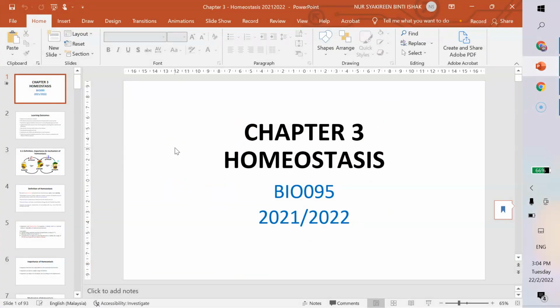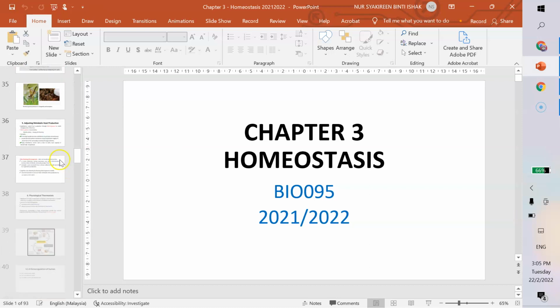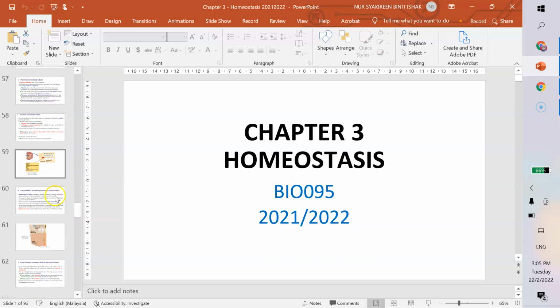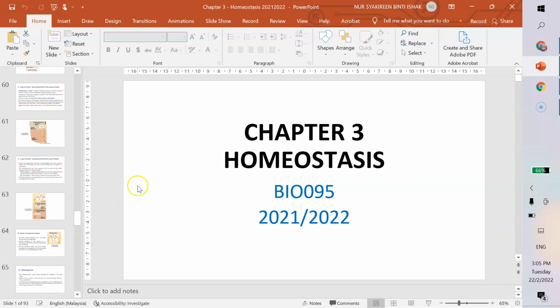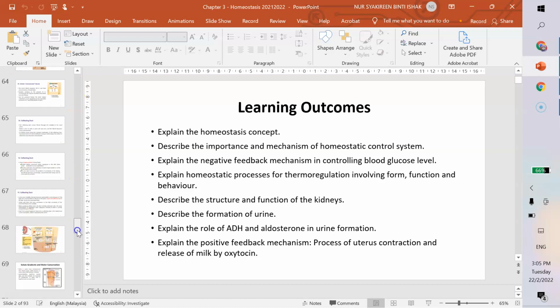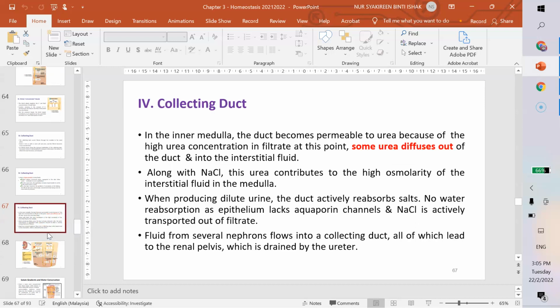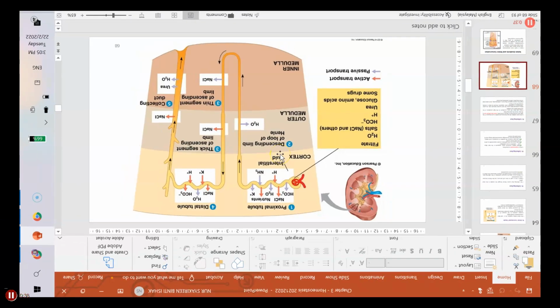Okay, so we are going to look at, still on urine. Okay, urine formation. Okay, the last lecture we stopped up to this slide.